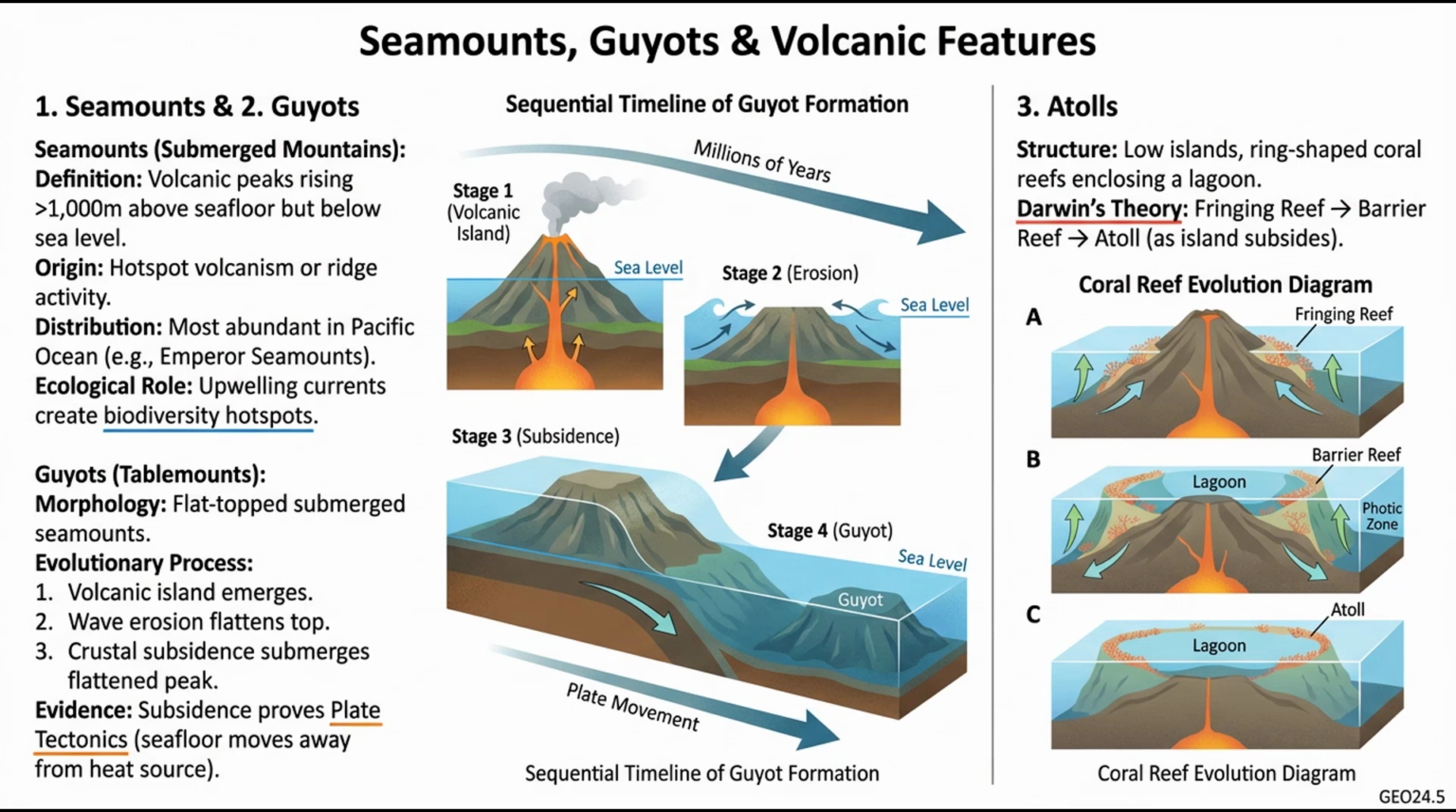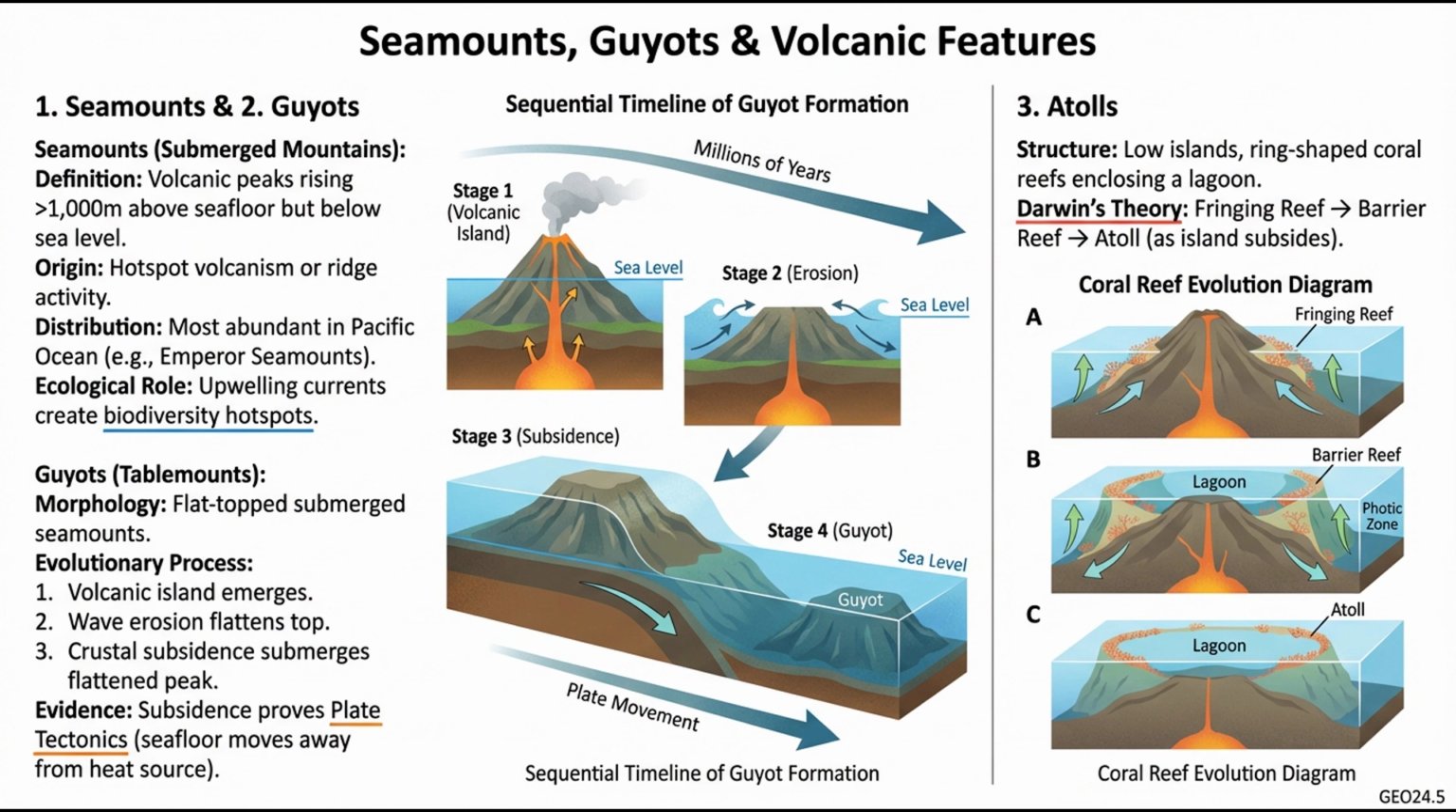Let's move away from the ridge and look at individual volcanic features. Seamounts, Guyots, and atolls. Not all volcanoes are part of the ridge system. Some are solitary warriors formed by hotspots, plumes of magma punching through the moving plate, like the Hawaiian chain. A seamount is simply an underwater volcano that rises more than 1,000 meters but doesn't reach the surface. It stays submerged. But what happens if it does reach the surface? It becomes a volcanic island.